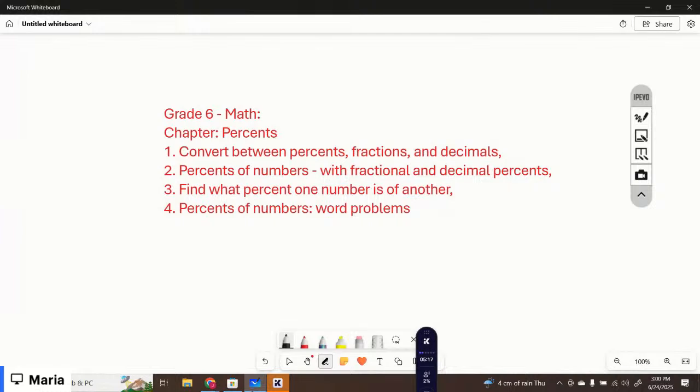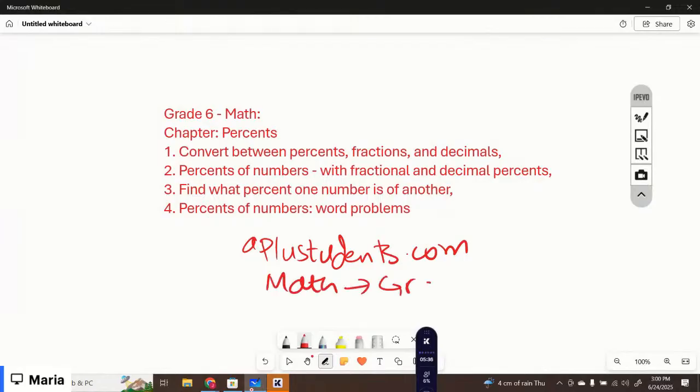You can find all the lessons on students.com. You have to log in there, give your email address, and the password is provided by the institute. Then select the subject tab, scroll down to grade 6 math, and click on all lessons. There you can find a list of the chapters. We're going to start with the chapter percents.